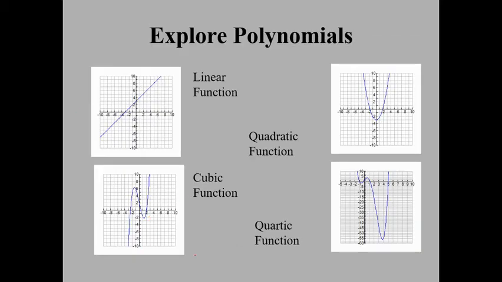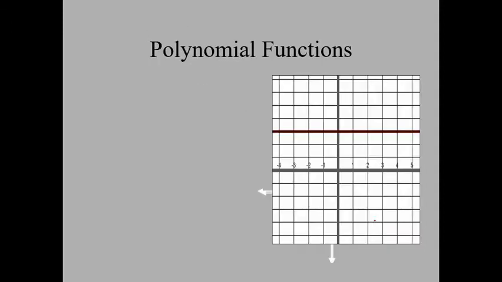And here we have graphs of each one. So we have a linear function, straight line, the quadratic, parabola. Then we have a cubic function over here on the bottom left, and then the quartic function. That's what it sometimes looks like.